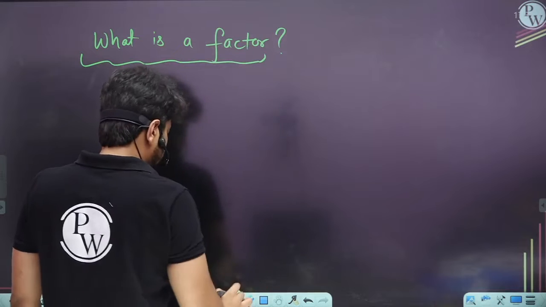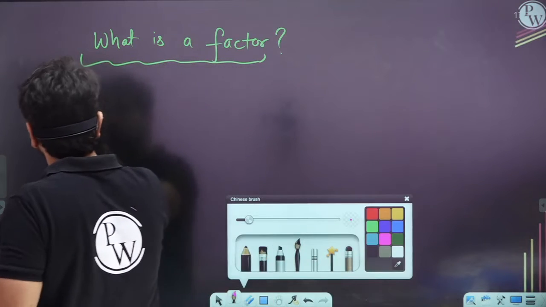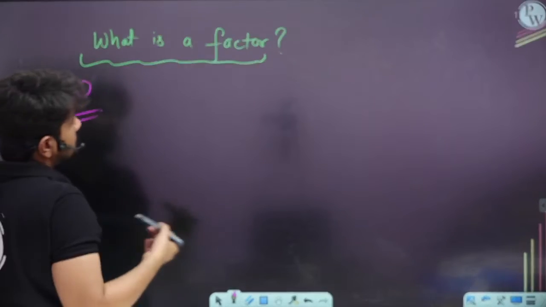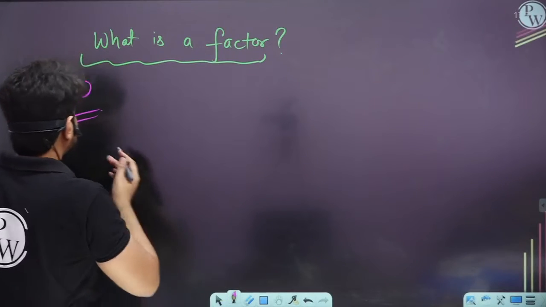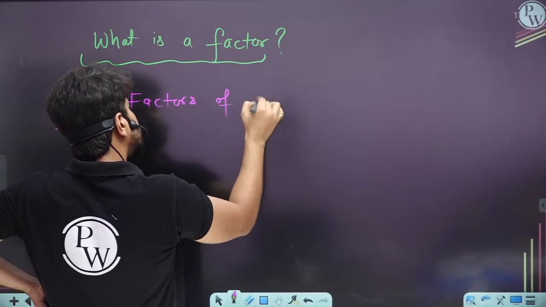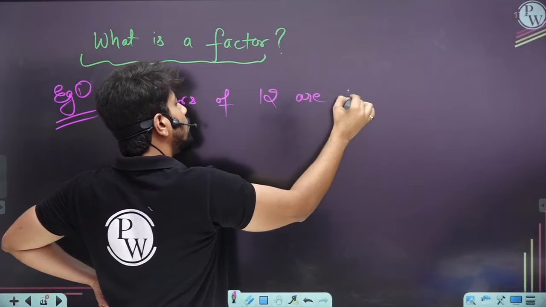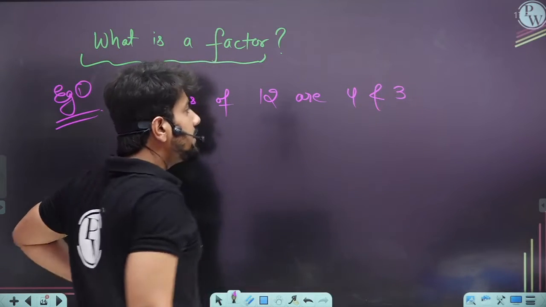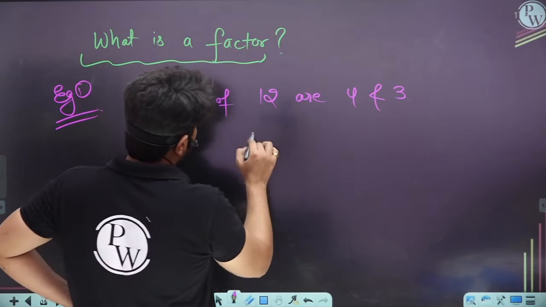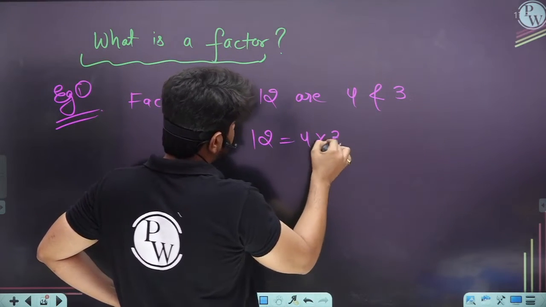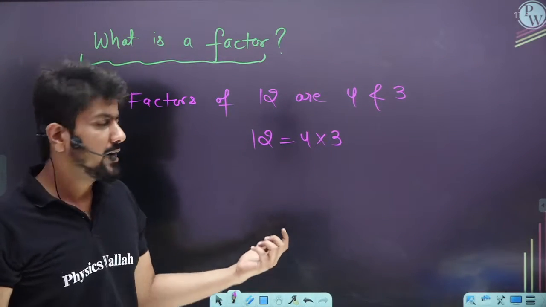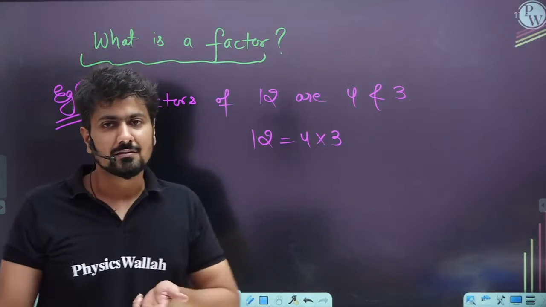Okay. Now, let's understand through some examples so that it is easy to recall for you guys. If I tell you that factors of 12 are 4 and 3, do you agree? Basically, I can write 12 as 4 into 3. Of course, the factors of 12 are 2 and 6 also. I can write 12 as 2 into 6.